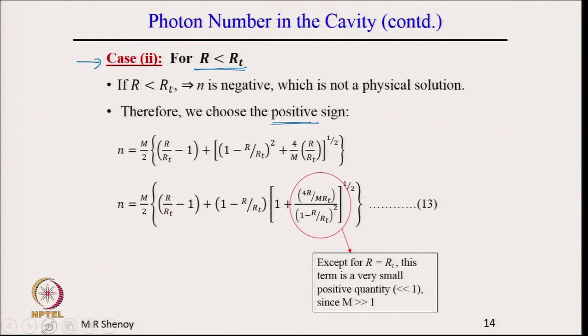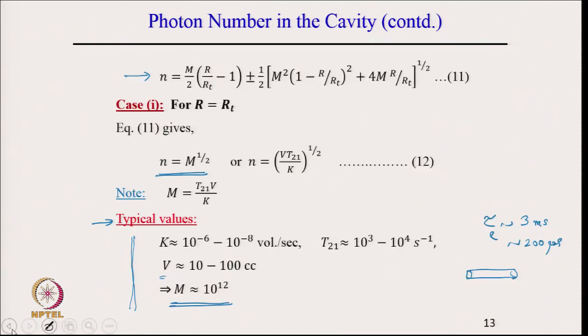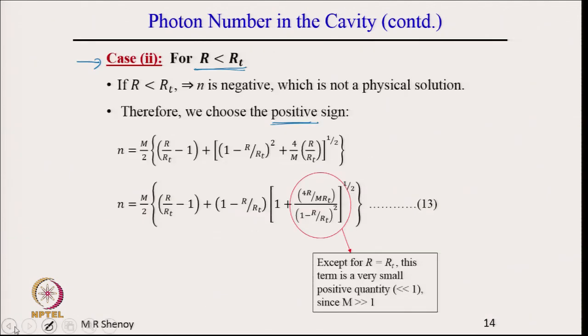Positive sign here refers to the plus minus in the solution which I showed you just now. So you can take plus sign or minus sign. Plus sign corresponds to the case when r is less than r t, and minus sign corresponds to the case when r is greater than r t. How do we know this? Because for r less than r t, if you take the negative sign, then the photon number will come out to be negative. Photons can be 0 or more than 0; you cannot have negative photon numbers. That is why we take the positive sign here.